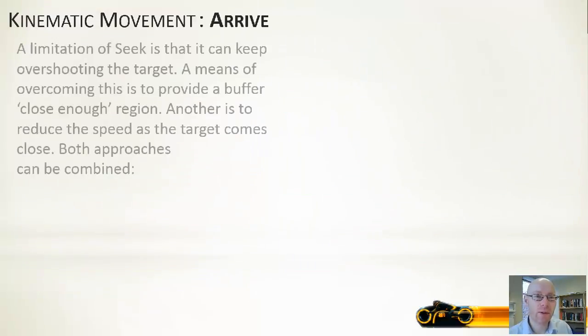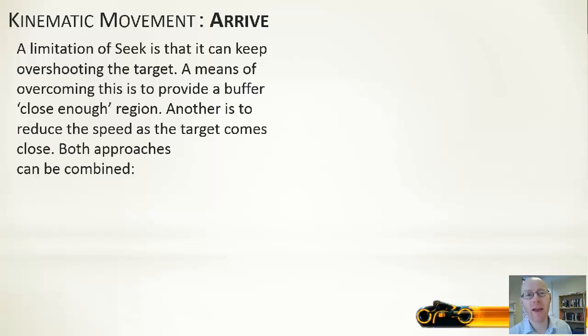The final one we're going to have a look at is arrive. Arrive is a variant of seek. A limitation of seek is that it will head towards the target at full speed and then overshoot the target. Then it's going to head back towards the target in the opposite direction at full speed and overshoot again, and repeat that process. If we want to arrive at a certain point, we don't want to be hitting it at full speed. We want to slow down as we get closer and then stop once we've arrived. That's what arrive does. It's an extension to our basic seek behavior.